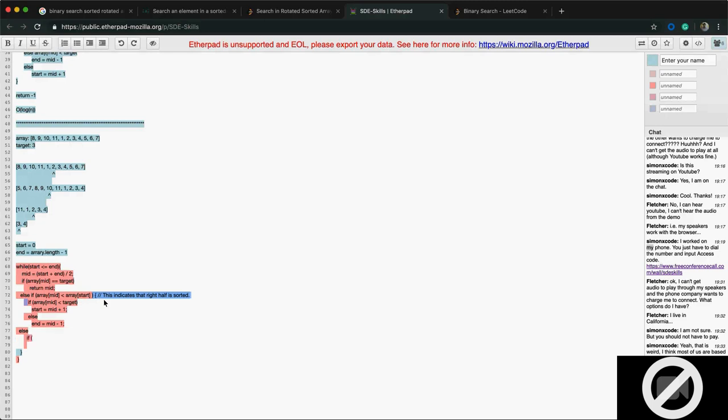In that case, we need to again compare this array of mid greater than the target. Or we can simply use the same. So these conditions will remain the same. Maybe I think we can take this example and run it. Yes.